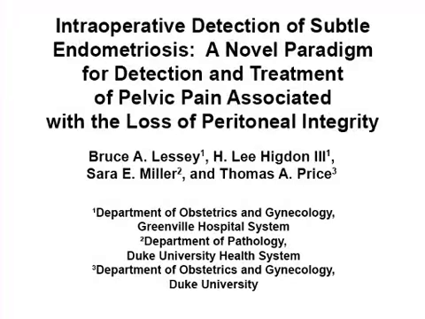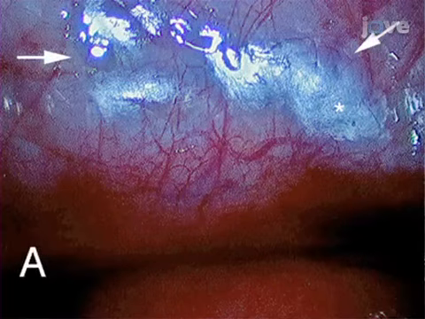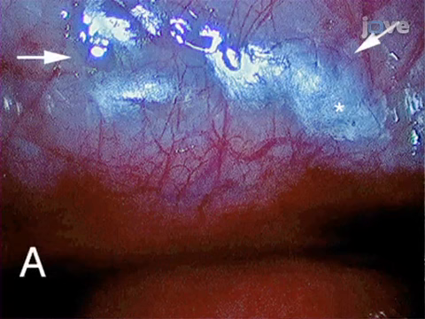The overall goal of the following experiment is to provide practitioners who treat women with pelvic pain an easy method to highlight the presence and extent of subtle endometriosis. This is achieved by first doing a survey of visible endometriosis to identify obvious disease.